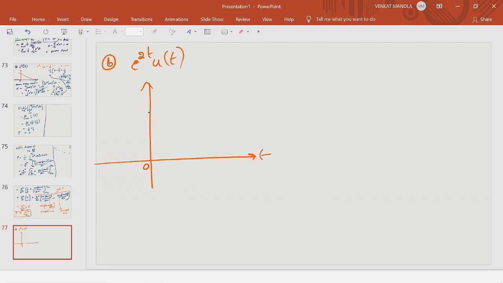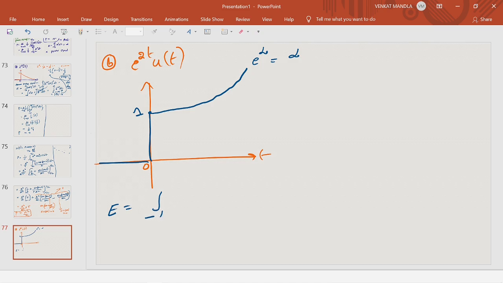At t equal to 0 we have e power 0, which is 1, and at t equal to infinity, e power infinity value is infinity. So we get 0 for t less than 0, and infinity at t equal to infinity. This is increasing exponentially, so it is an exponentially rising signal. These kinds of signals are neither energy nor power signals. So first calculate the energy.